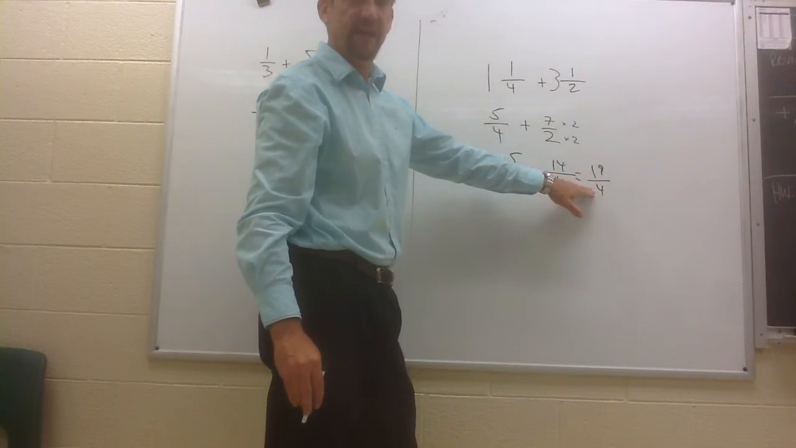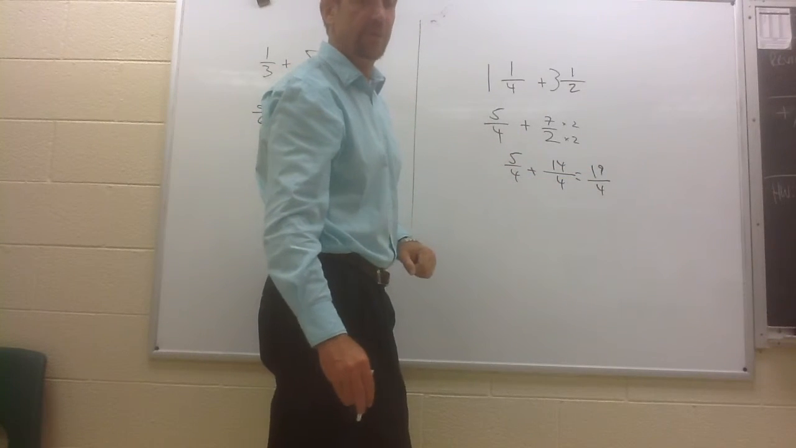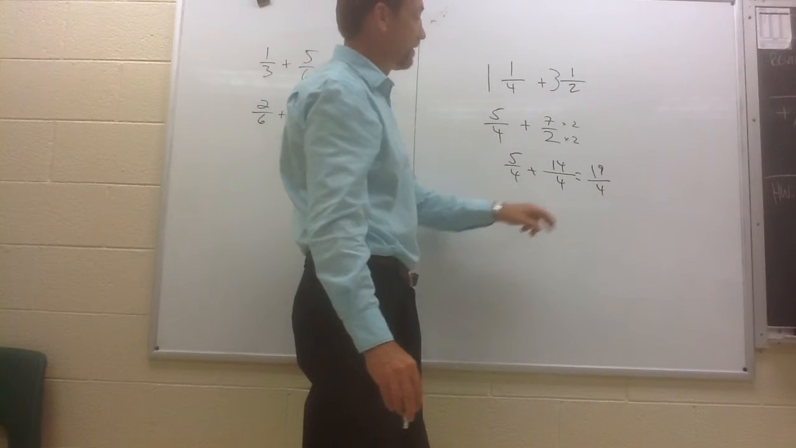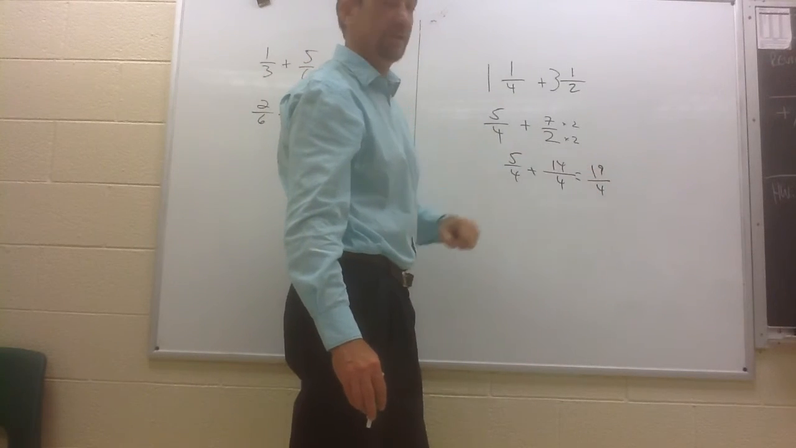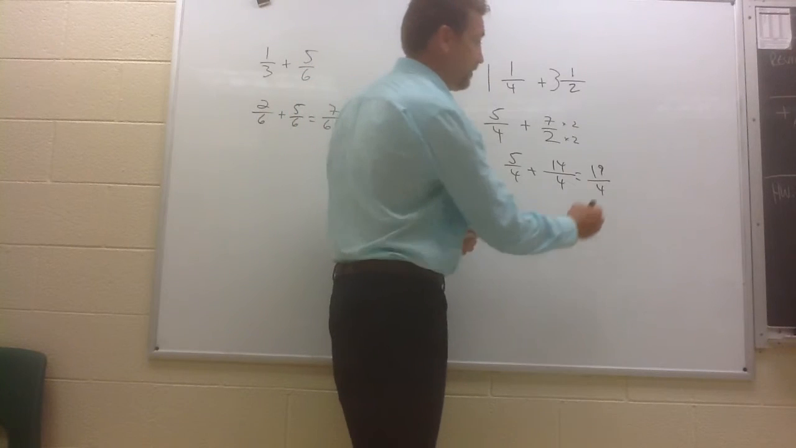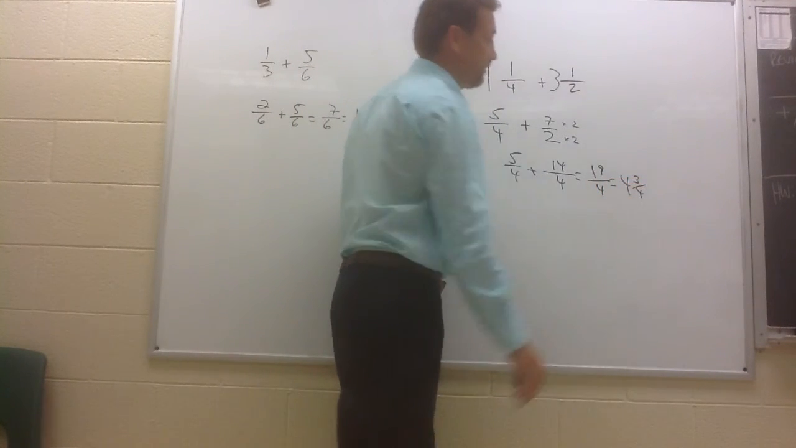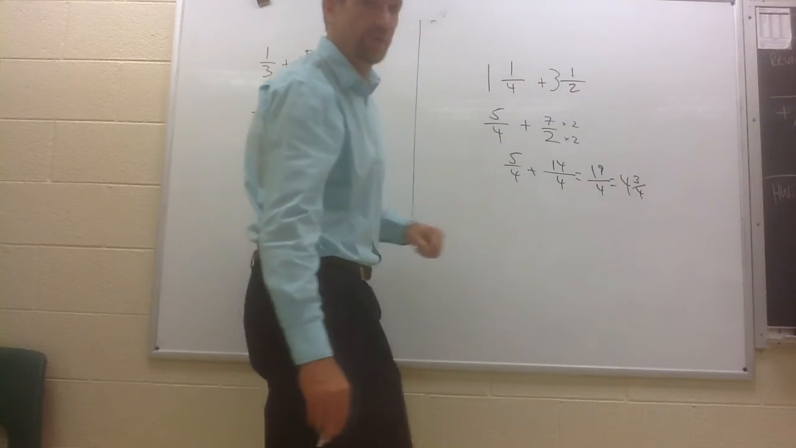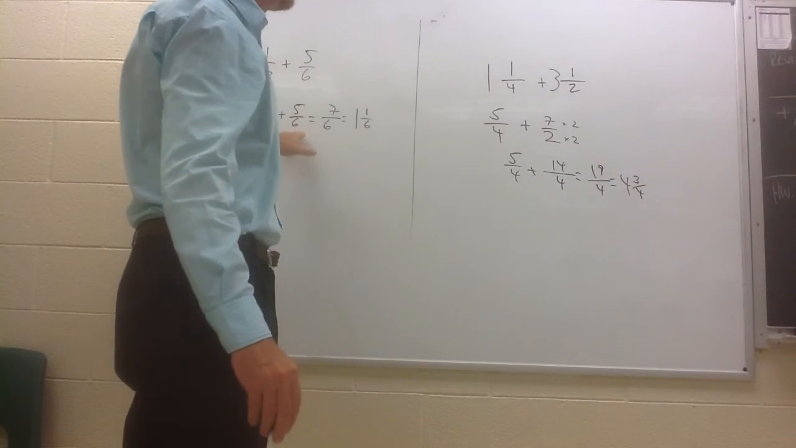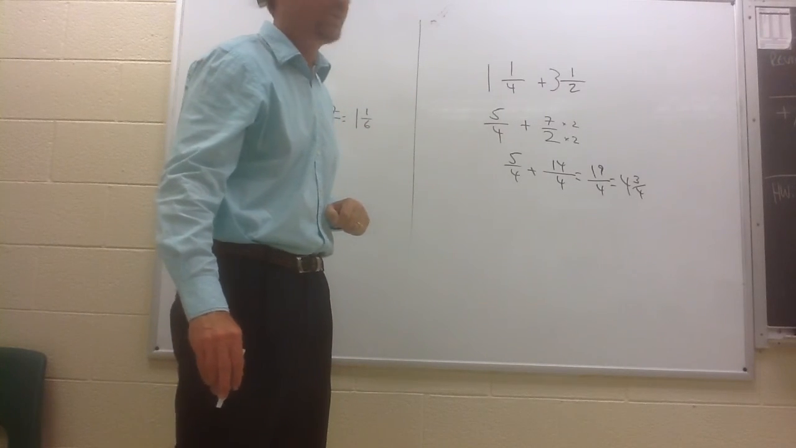Again, this is an improper fraction. The numerator is greater than the denominator, so we should rewrite it as a mixed number. How many times does 4 go into 19? 4, 8, 12, 16, 4 times, and there'd be 3 left over. So that's 4 and 3/4. So there's 2 examples of adding fractions where you need to rename them, and the same applies when you're dealing with mixed numbers.